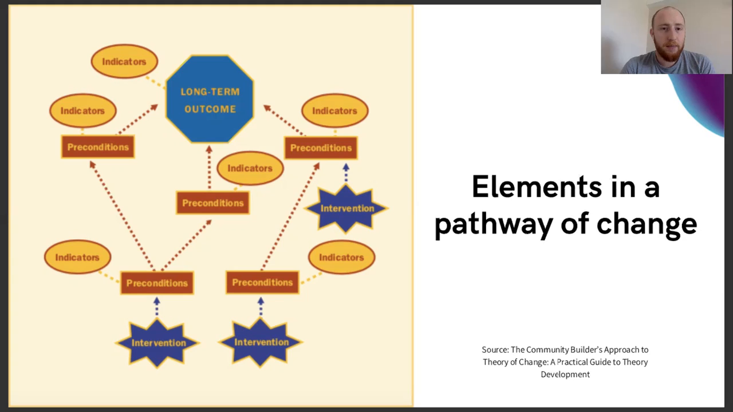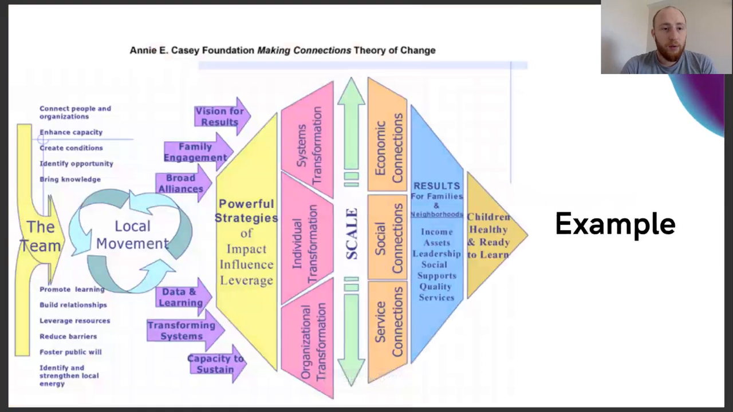Shortly speaking, if you want to achieve a long-term outcome, you need to do different interventions, and you also should define preconditions that will lead to the long-term outcome. And you should think of indicators that will allow you to judge if this or that precondition is there.